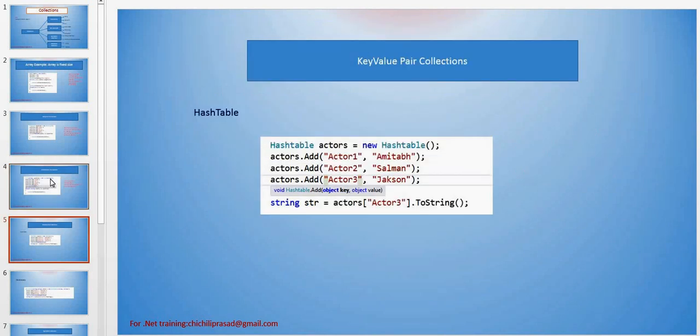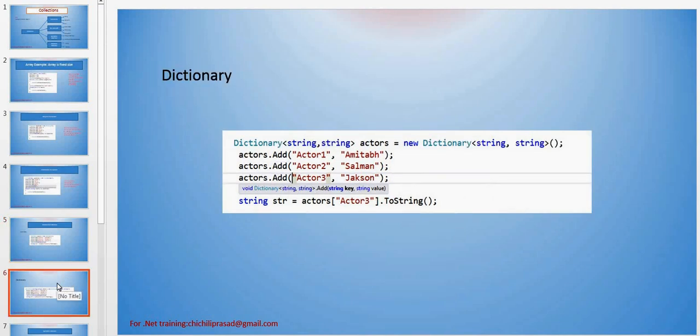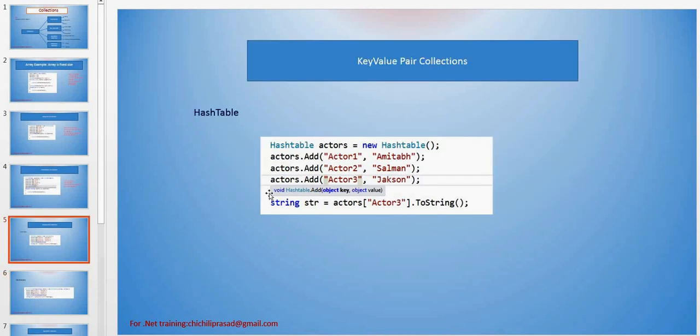Here we retrieve the data by using a key. While initializing it, we say this is my key and this is my value, and you retrieve the hash table value by using the key. This is a key value pair, and we also have a dictionary in the key value pair collection, but over here we are specifying the data type. Just verify the hash table: we are not specifying any data type. Key is an object, value is an object, so it's not strongly typed.